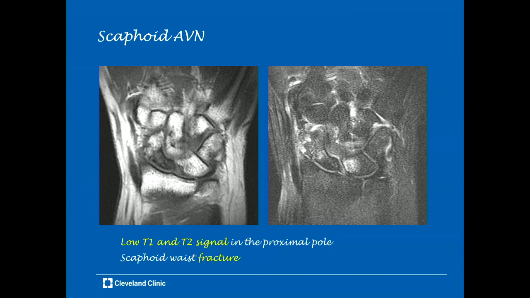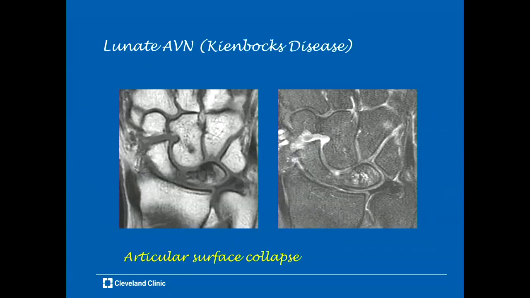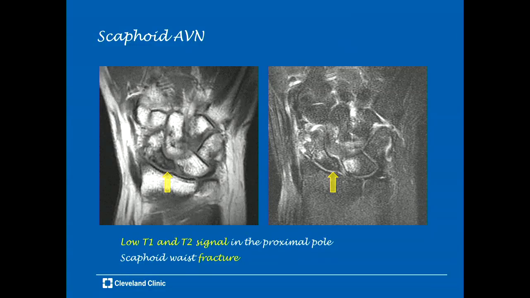Here's a case of scaphoid avascular necrosis. You can see the low T1 and T2 signal in the proximal pole of the scaphoid, and you can also see a linear low T2 signal here through the waist of the scaphoid consistent with the fracture line.